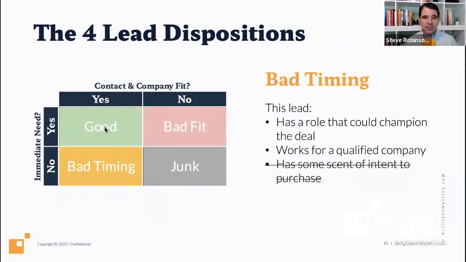The second disposition is bad timing. Here we meet the first two. It's the right type of person that could champion a deal through. And they work for the right kind of company. But after talking to them for 5 minutes, I don't think there's actually a deal here. Nobody has actually given them approval on this project, or they're thinking about doing it 2 years from now. Or maybe this is just somebody who is trying to answer a question that's ancillary to the core value that we provide. That puts them in this bad timing category here.